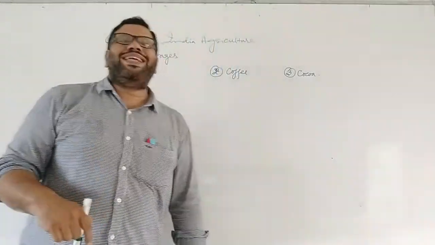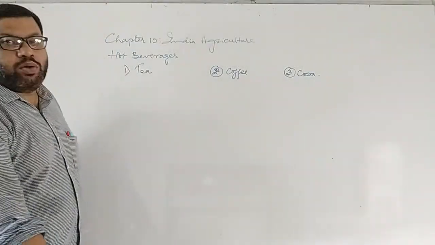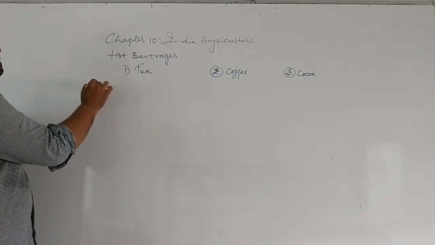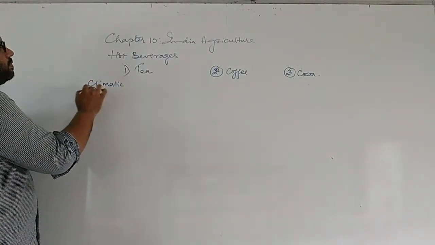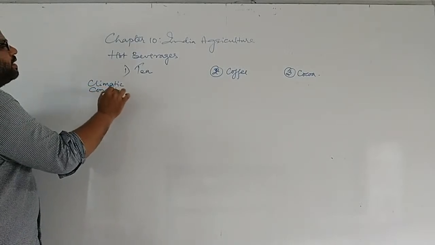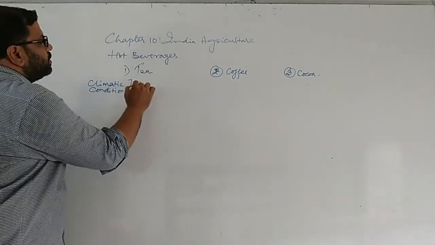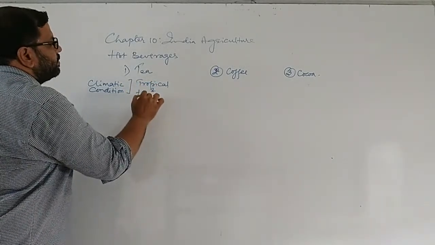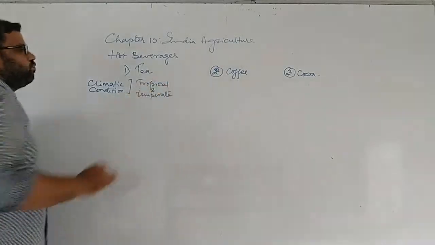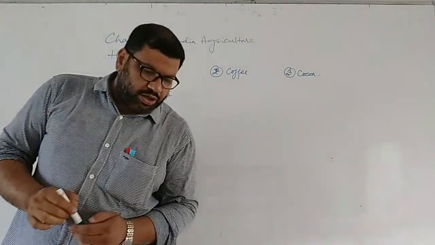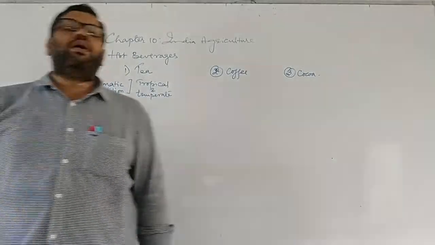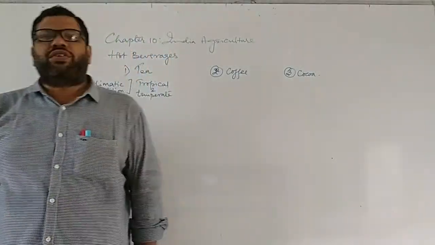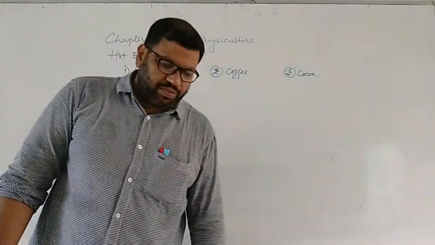Now moving first to the tea. When we talk about the tea, we are talking about the climatic condition. Here it is going to be tropical and temperate. What is tropical? Hot and humid climatic condition is required, but in case the temperature is a little lower, even then it is going to suffice, or production can be taken from here.